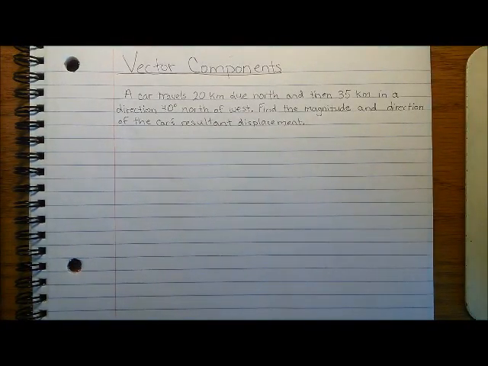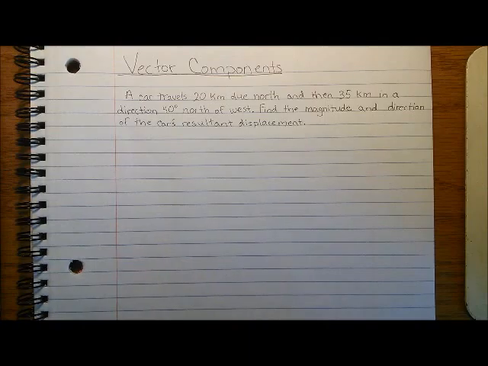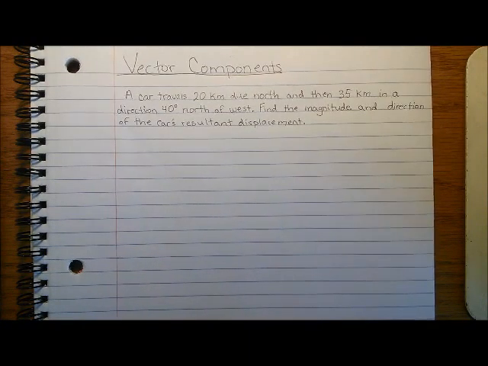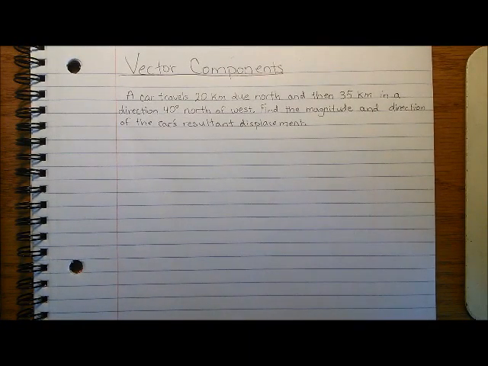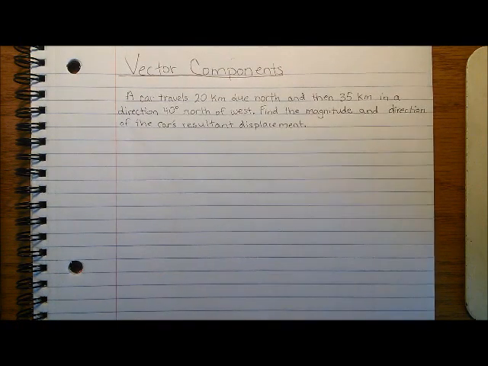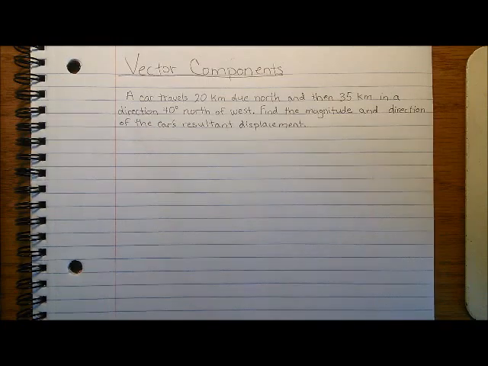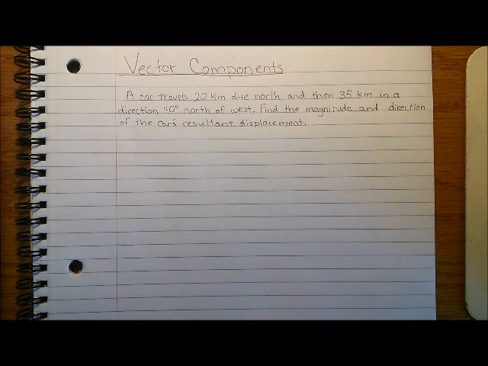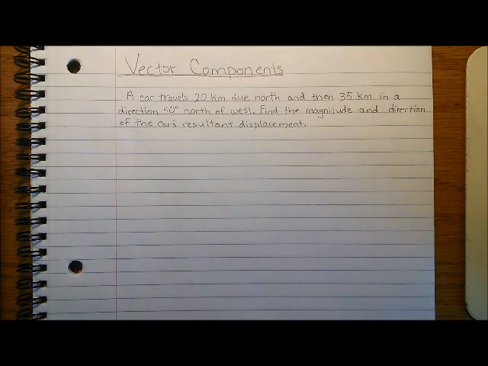Now we're going to be learning about vector components. I think I'll do a little lecture on it later, but I think it's better just to jump right in. So a car travels 20 kilometers due north and then 35 kilometers in a direction 40 degrees north of west. Find the magnitude and direction of the car's resultant displacement.